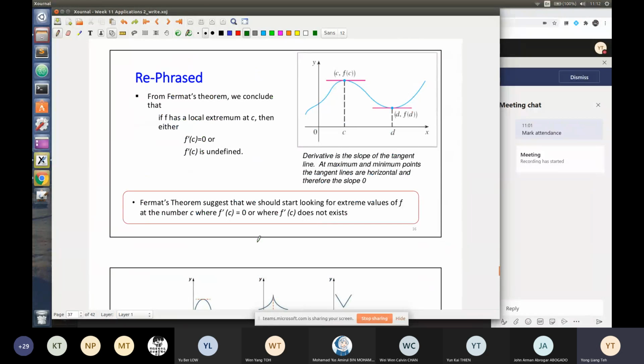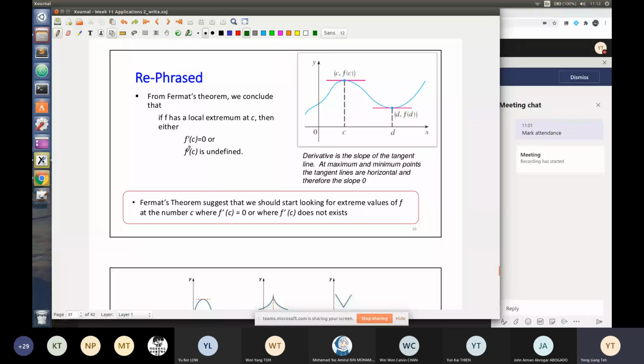So this is the whole idea here. When we want to check for critical points, or in fact local minimums and local maximums, we just have to find out where the x values, or the c values, are at which f prime could possibly be 0 or f prime could possibly not exist. So we can conclude that if f has a local extremum at c, that means f prime c must be equal to 0 or undefined.